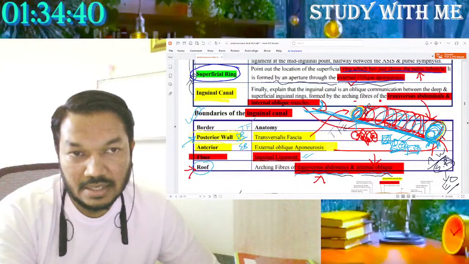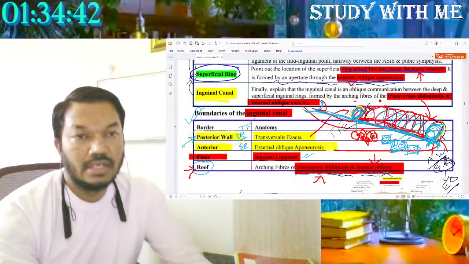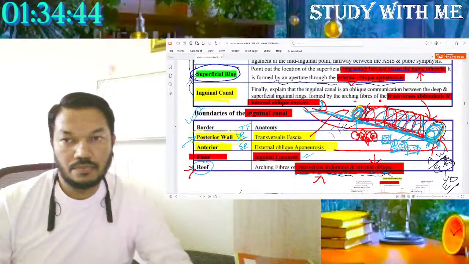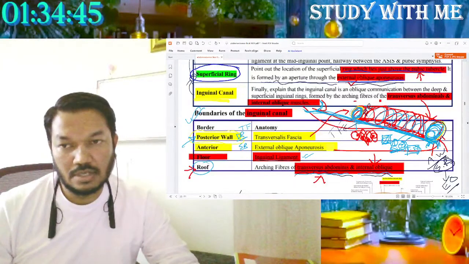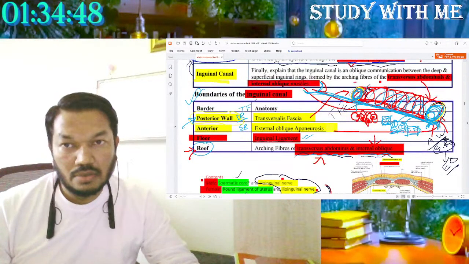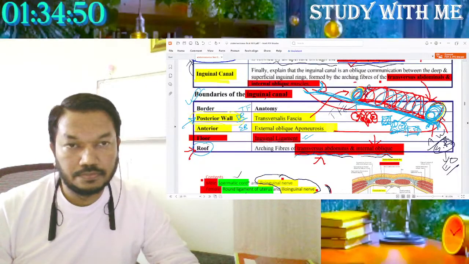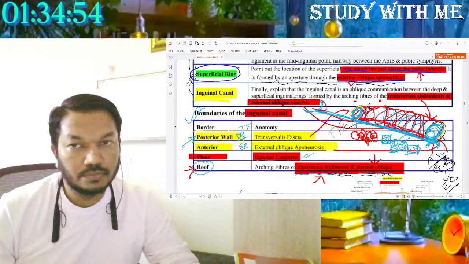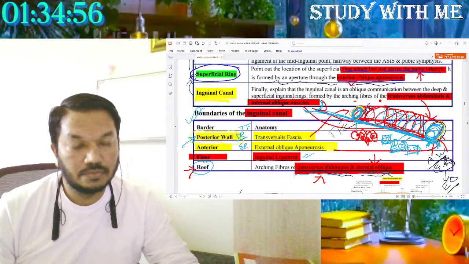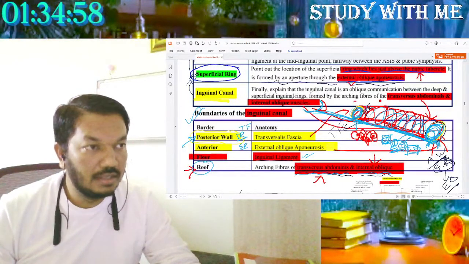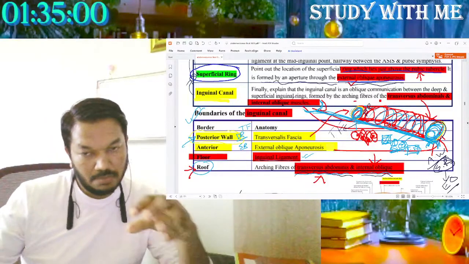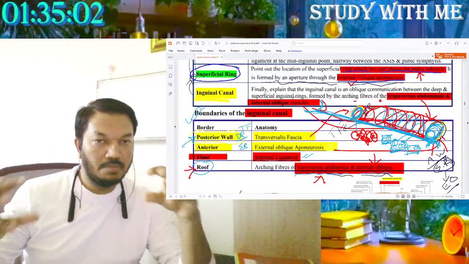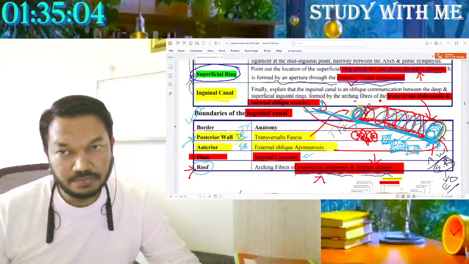Boundary of the inguinal canal. This is very important. Another boundary of the inguinal canal. Yes, this is the tunnel. This is the tunnel between the deep ring and superficial ring.